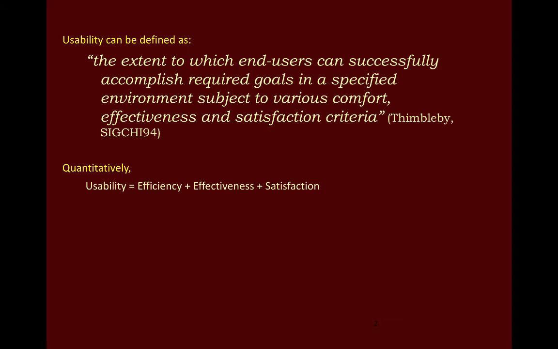So remember that usability is defined as the extent to which end users can successfully accomplish required goals, and then you have the comfort, effectiveness, and satisfaction criteria. In other words, quantitatively, usability is a measure of efficiency, effectiveness, and satisfaction. You can measure efficiency in terms of the time taken to do something: how long did it take to find a particular product, for instance, or to complete a transaction. And effectiveness is not just how long it takes, but whether it can be done at all.